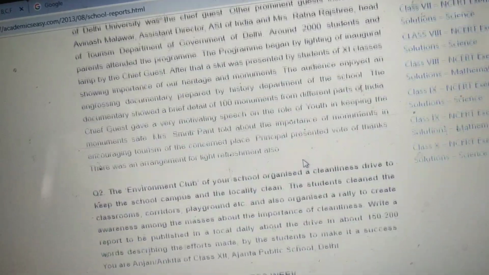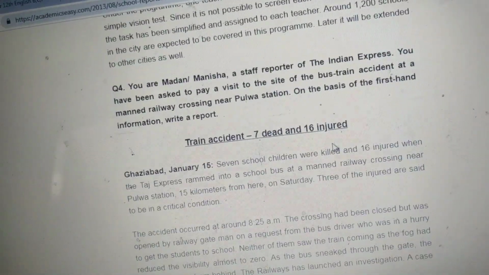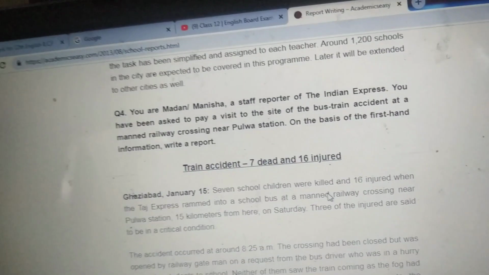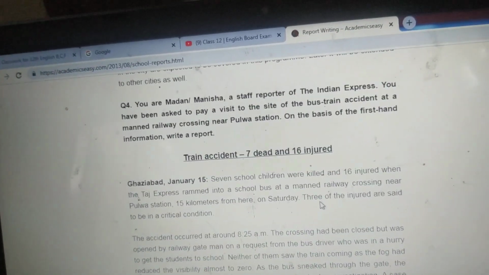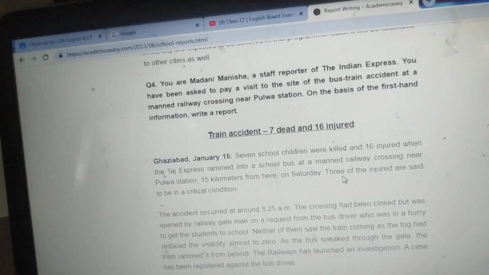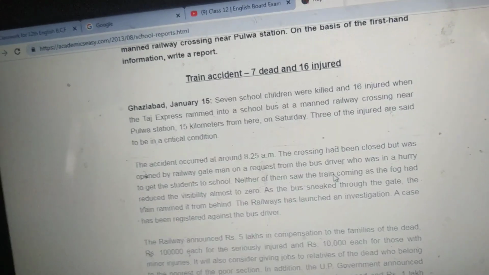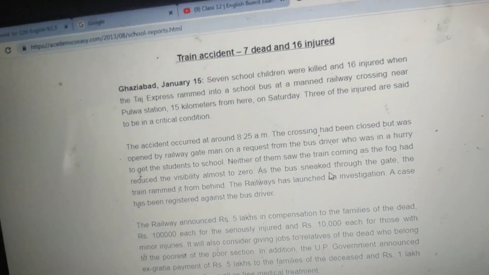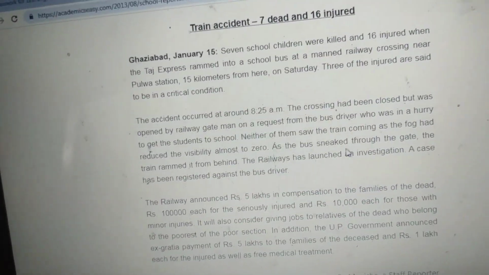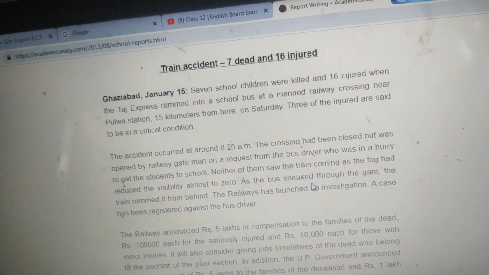Okay, now this is about the celebration of Cleanliness Week. Now this is an accident. I really wanted to focus on this report. Here, see, Train Accident, 7 Dead, 16 Injured. Very catchy and very straightforward heading. Ghaziabad, January. 7 school children were killed and 16 injured when the Taj Express rammed into a school bus at a manned railway crossing near Pulwa station.